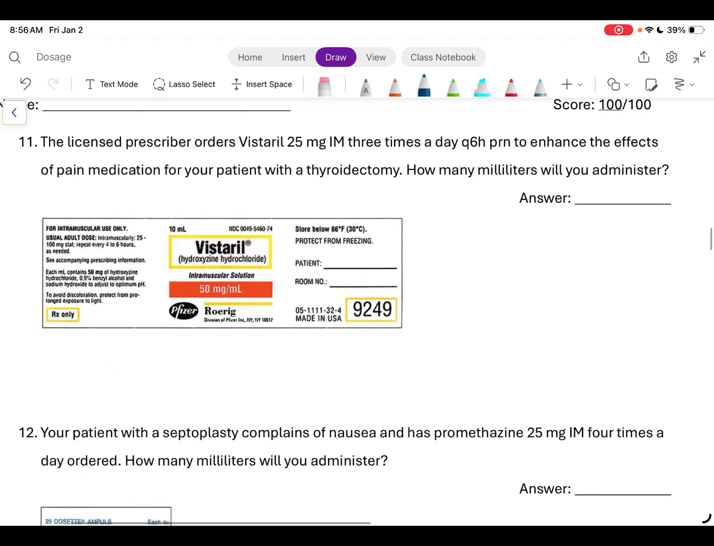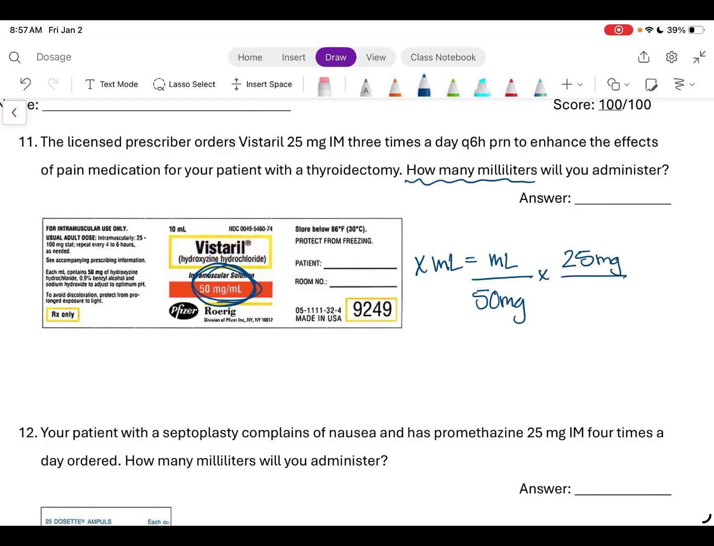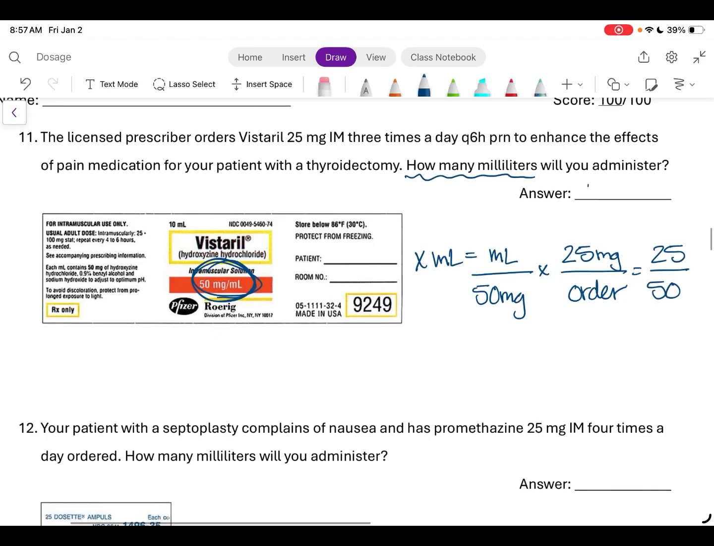Number 11. You have an order for Vistaril, 25 milligrams. How many milliliters will you give? So X mL. Your concentration is right here on the label, so I'm just going to write it upside down, milliliters, 50 milligrams. And then 25 milligrams is your order. 25 divided by 50, you're going to get 0.5.